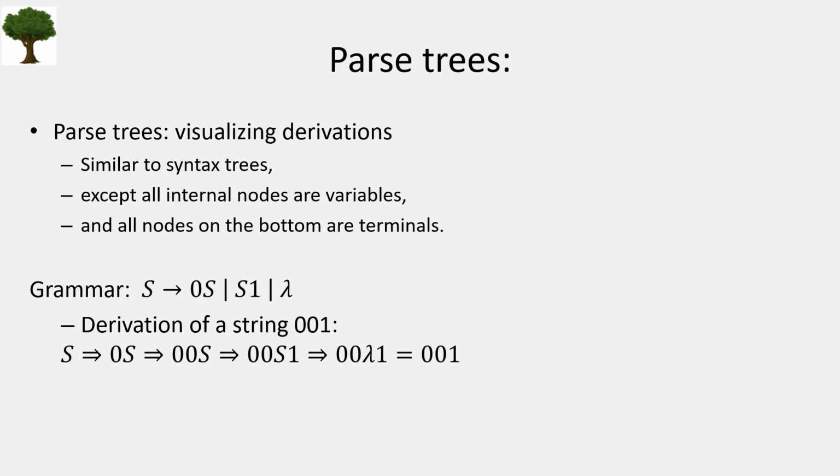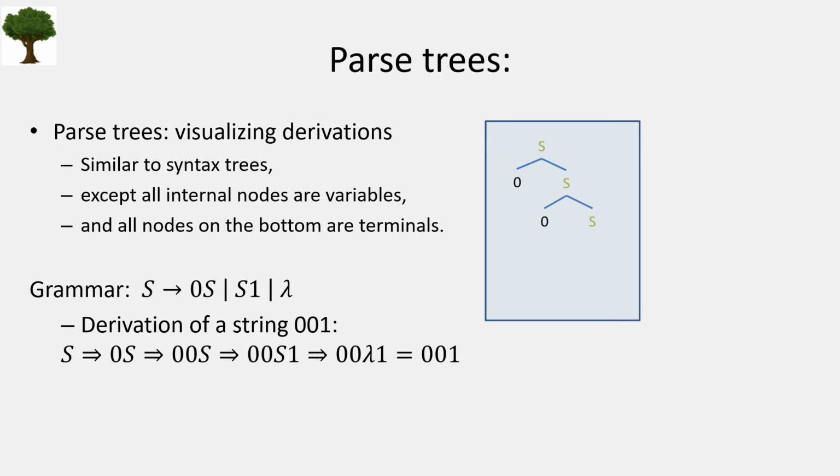So let's see some examples. Again, so this was one derivation of the string 0, 0, 1. So we start with S, and we apply the first rule and get 0S. Apply the first rule again to the occurrence of S, again get 0S, get with the new rule S1, get lambda out of this S, and now we are done because 0, 0, empty string, 1 is the same as 0, 0, 1.